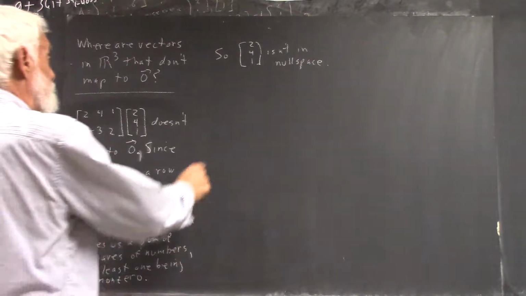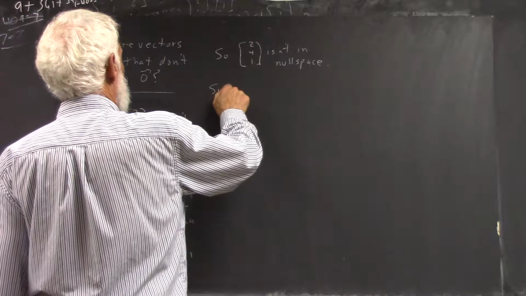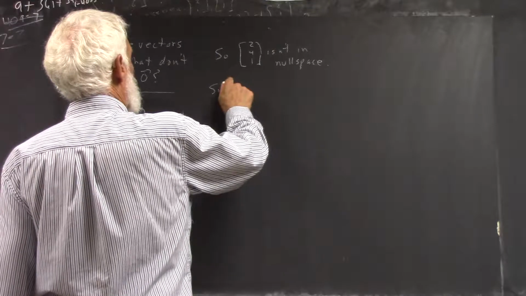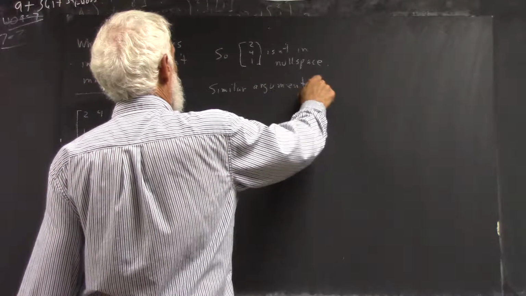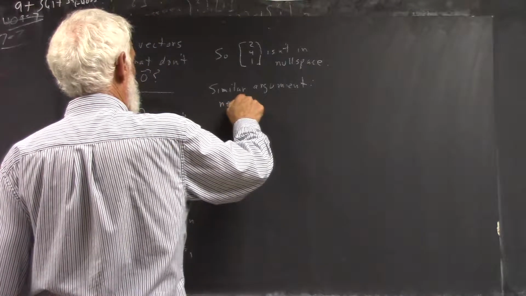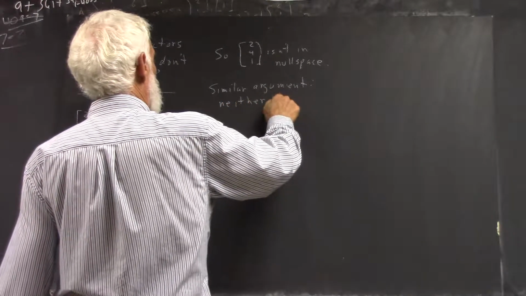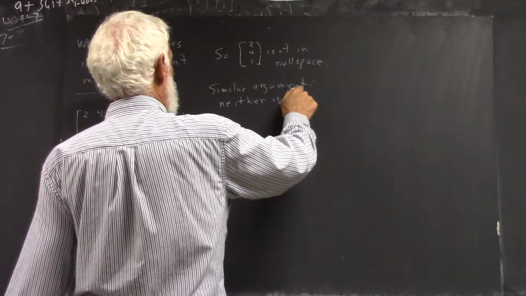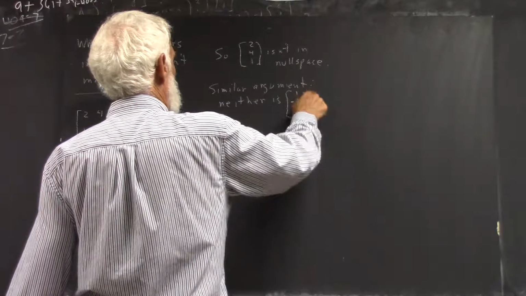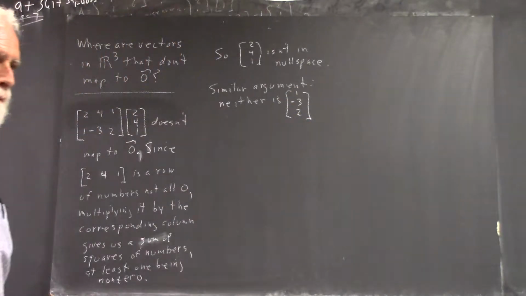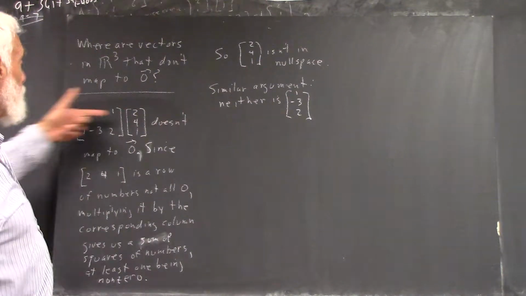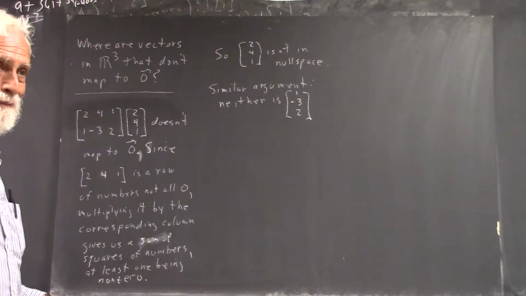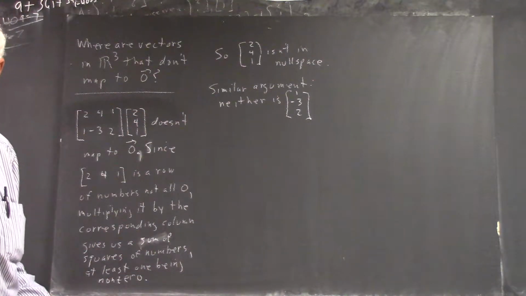Similar argument. Neither is 1, -3, 2. Now, if I had more terminology, I'd say the transpose of the first row is not in the null space.